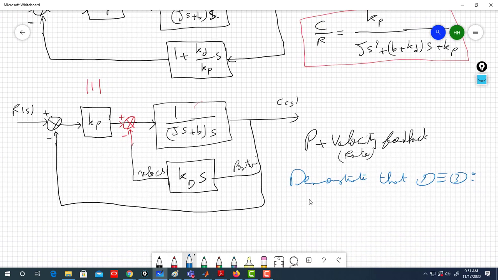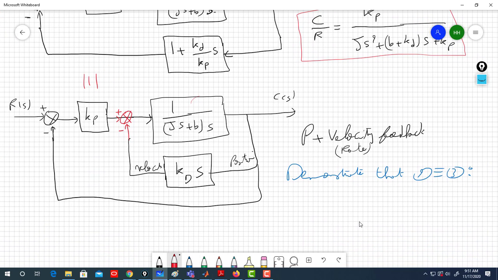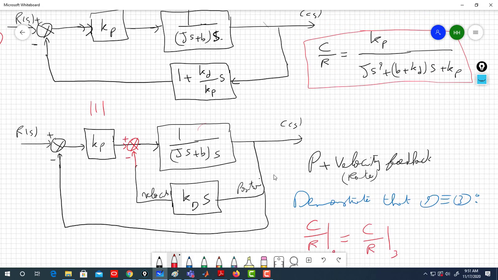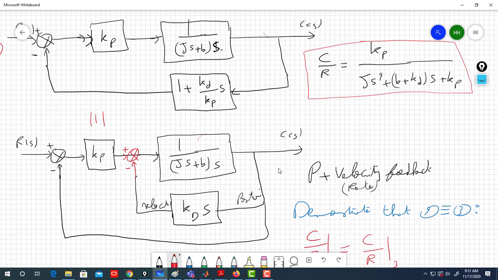So then the solution is you need to check that C over R for system 2 equals C over R for system 3, and you find they are the same. So now I want you to remember that they are the same. Remember it, and you will end up having C over R equal to KP G over S square plus B. So you will do the derivation at home. Any question regarding this exercise?